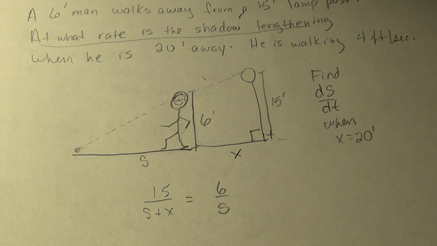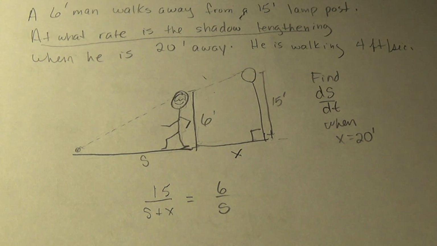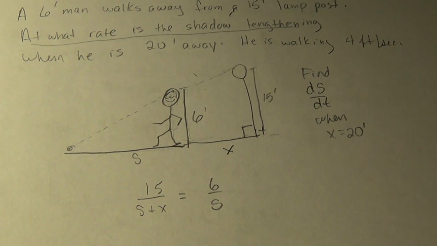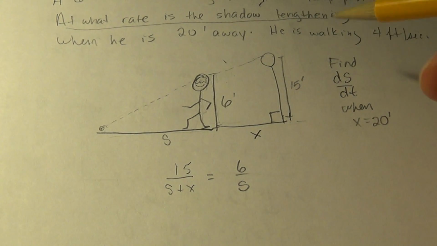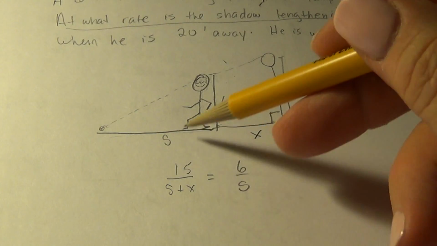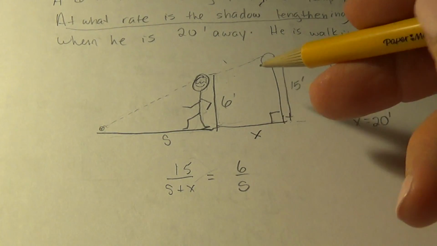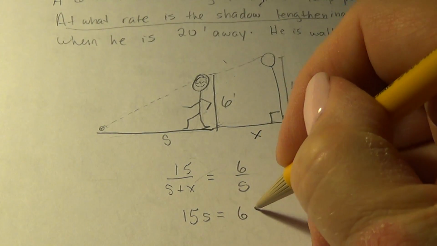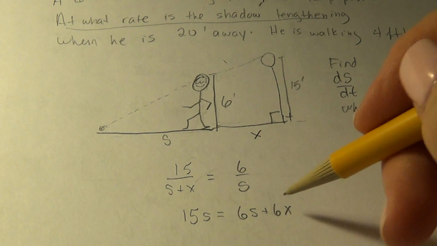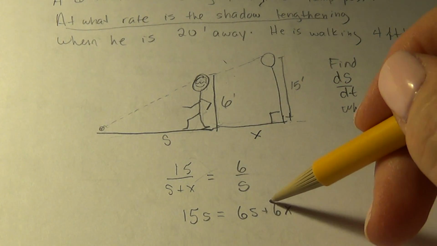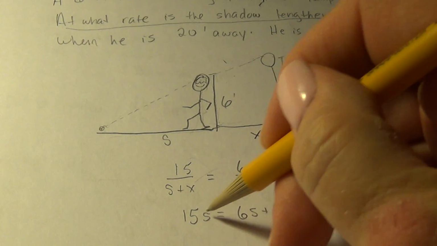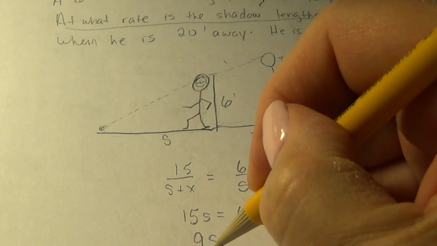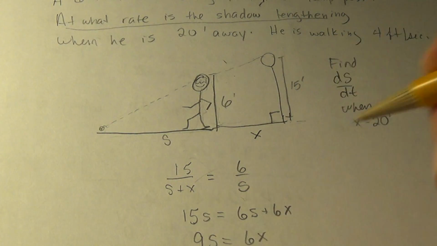So far we've used the Pythagorean theorem in these problems and similar triangles. Those are typical, and I'll show you all the typical ones, but not all in one night. This will be all for tonight. Before we take the derivative, let's clean this up a bit. It's a proportion, so we can cross multiply. 15s is 6s plus 6x. Move like terms together. So subtract 6s, you get 9s equals 6x.